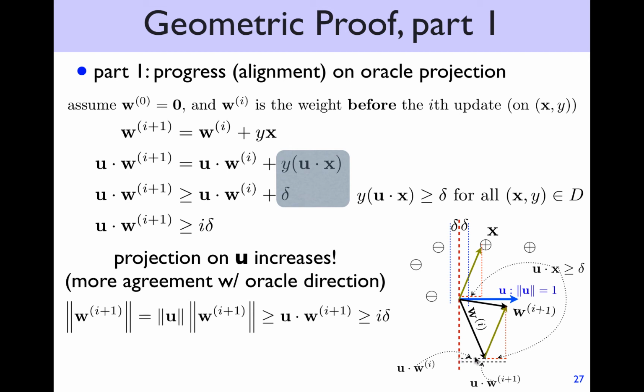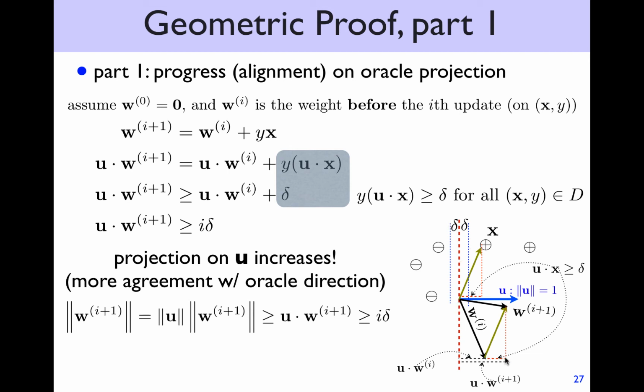So the projection of wi along the correct direction plus the projection of x on the correct direction is the projection of wi plus 1, the new weight vector, along the correct direction. In other words, we prove that the new weight vector wi plus 1 must have a longer projection along the correct direction. In other words, it aligns better. It has more agreement with the correct direction. And how much better? Well, at least delta, right? Because every positive example is at least delta away from the separating hyperplane, right?